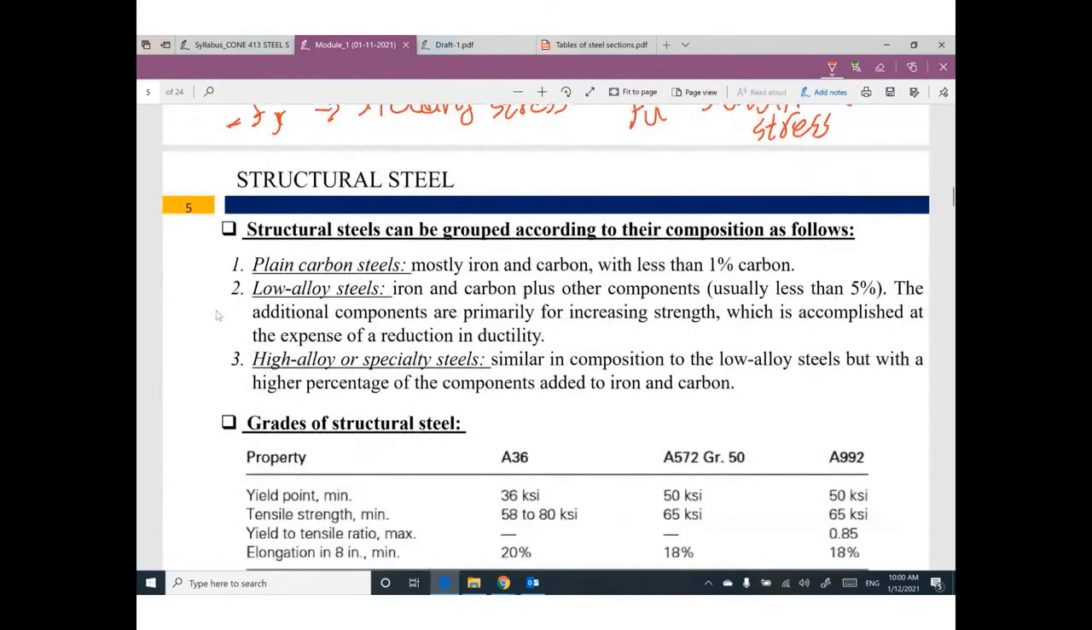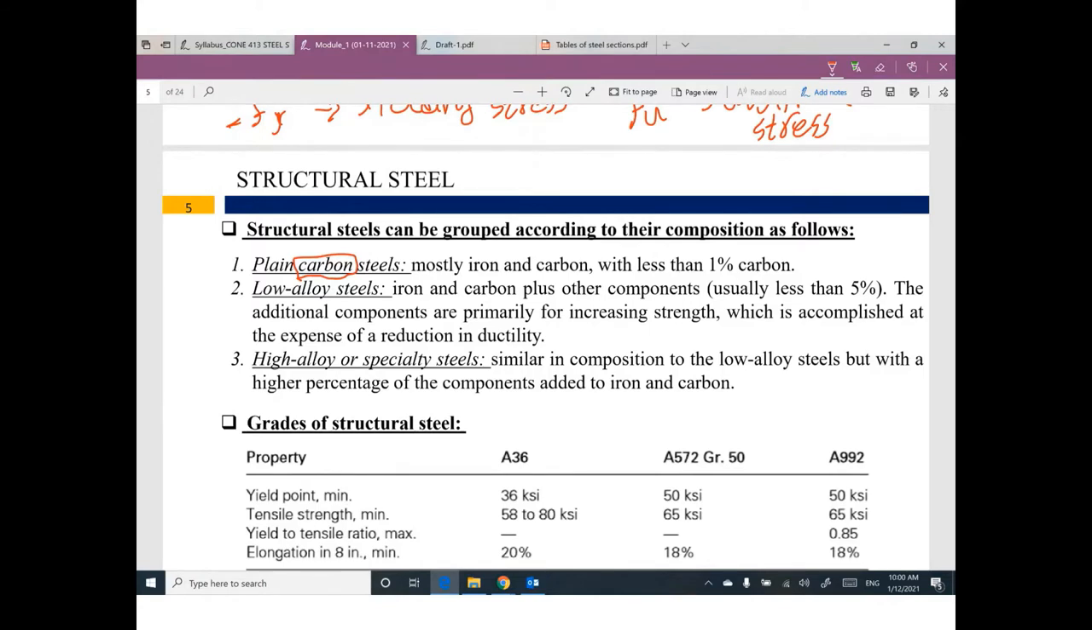We have different types of steel. Yes, I know it's steel, but sometimes we have different types of steel based on how much carbon you have. The percentage of carbon will make different types of steel.